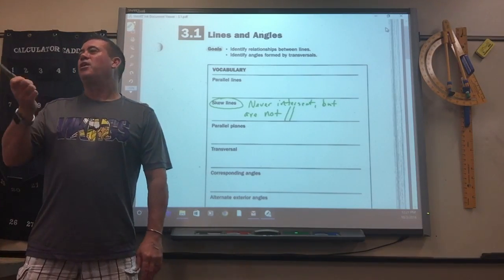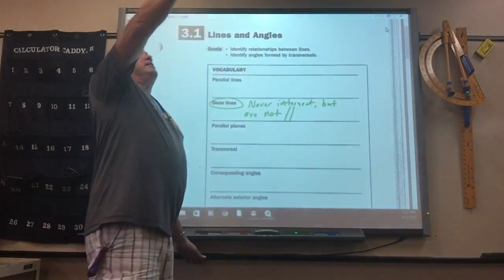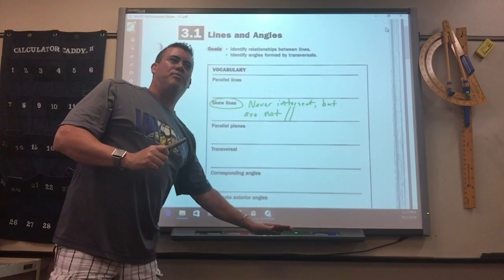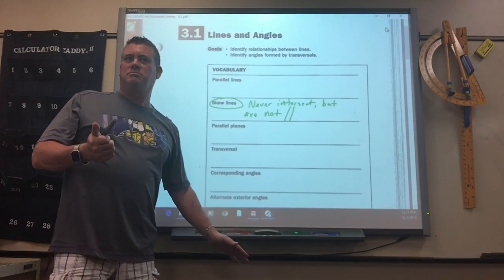That's just it. They're on different planes. Like this line here and the line on the ceiling. One runs this way, the other one runs this way. They're not parallel, but they don't intersect. Does that make sense, everyone? Oh, so it's basically going to 3D.